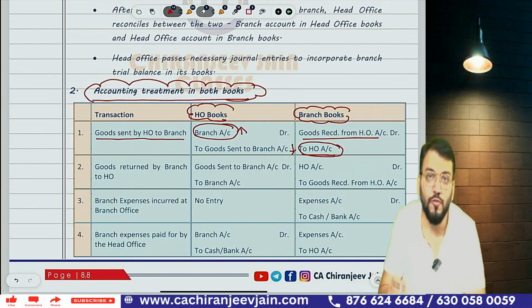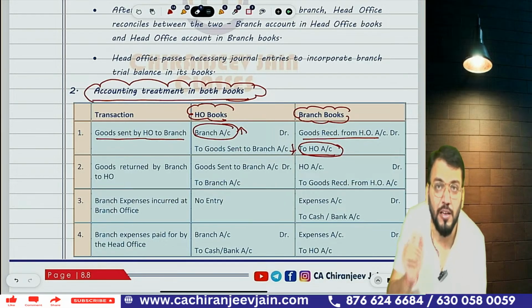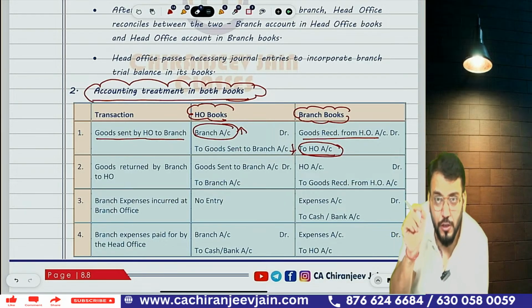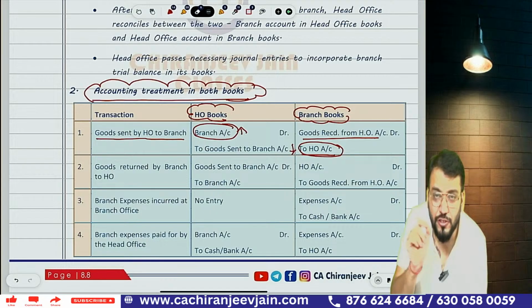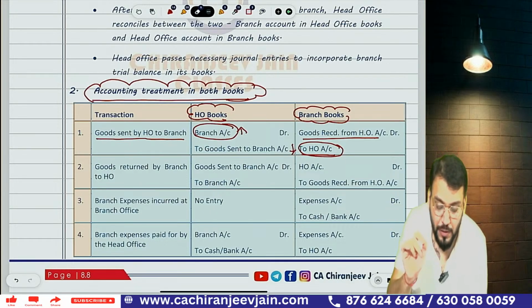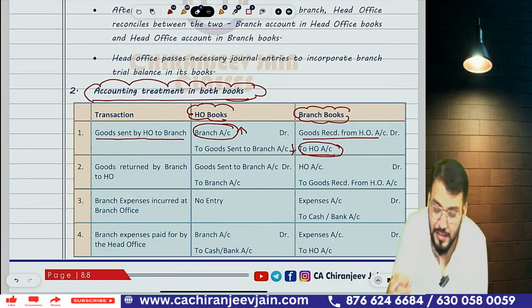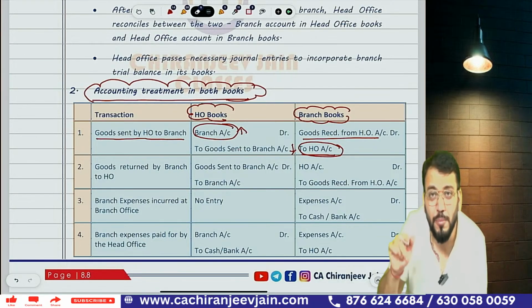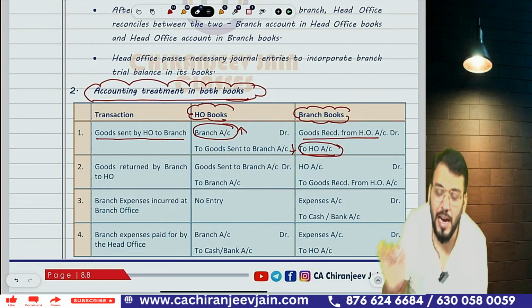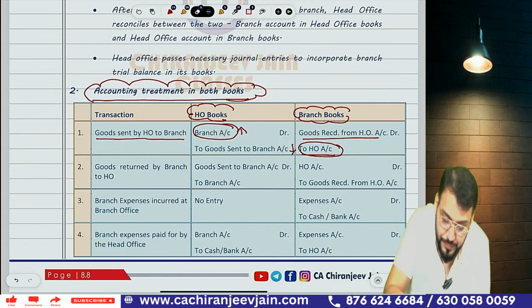Have you understood? The first journal entry for this transaction is what? Sorry, my mistake. For goods sent to branch, in head office books the journal entry is: branch account debit to goods sent to branch, and in branch books it is goods received from head office to head office account. Any doubt in this?